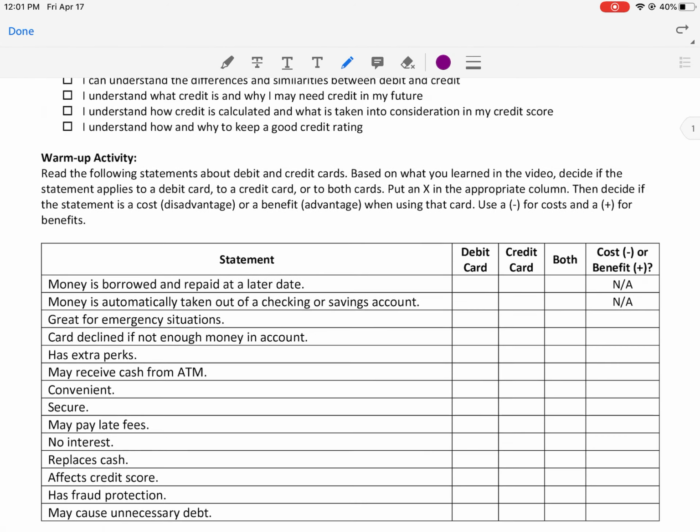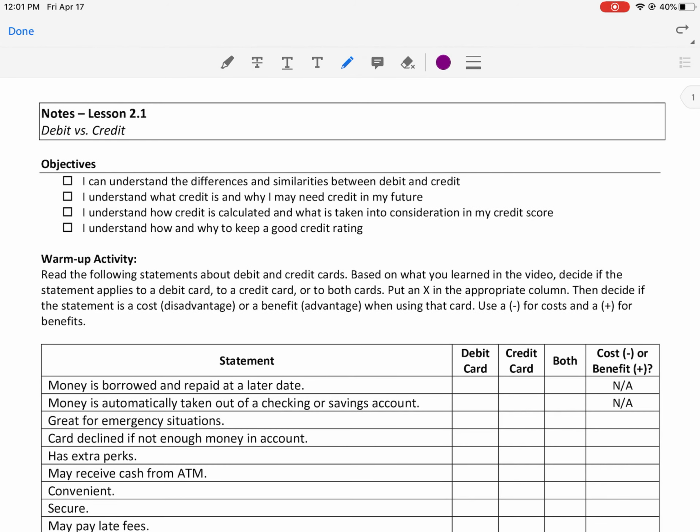Okay, this first lesson is 2.1, and we're talking about debit versus credit. This unit 2 is going to be all about credit. This first one is kind of just an introduction for you, and then the next two will have more numerical calculations, right? We're going to look at some credit card bills and how some of the numbers there are calculated, as well as finance charges to go along with your bills.